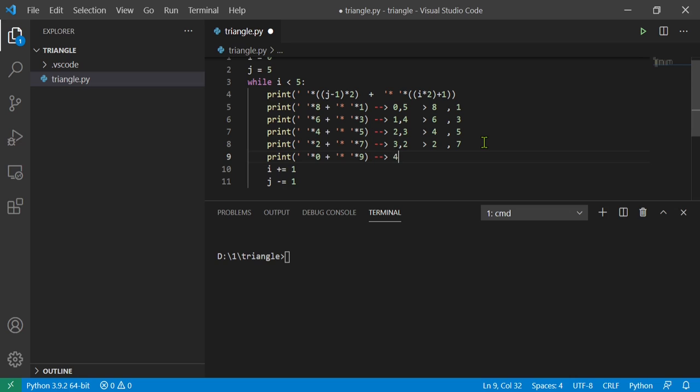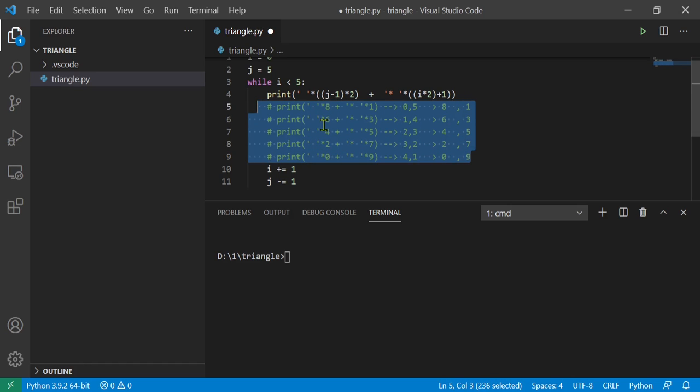For the fifth iteration, the i value is 4 and the j value will be 1, which is going to give us 0 spaces appended with 9 star space characters.